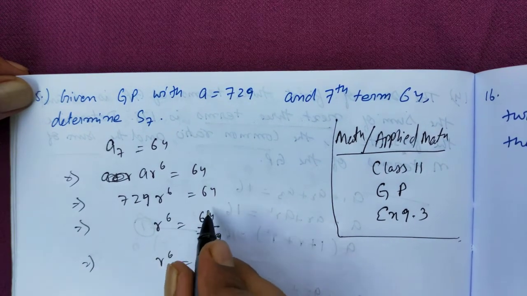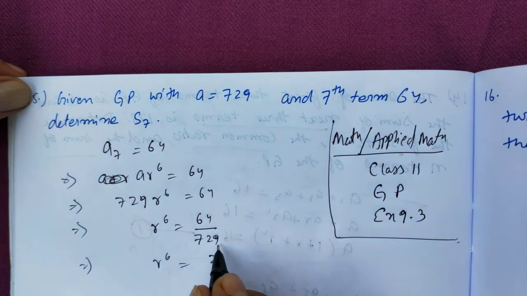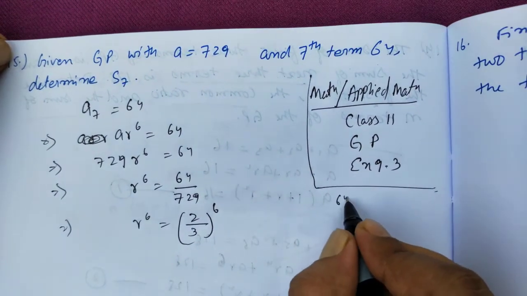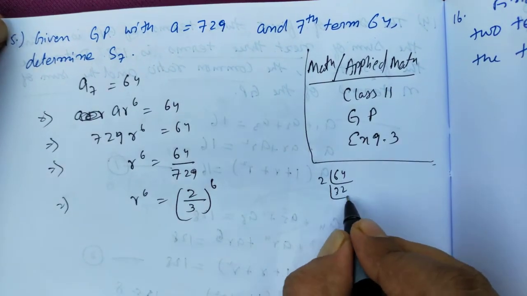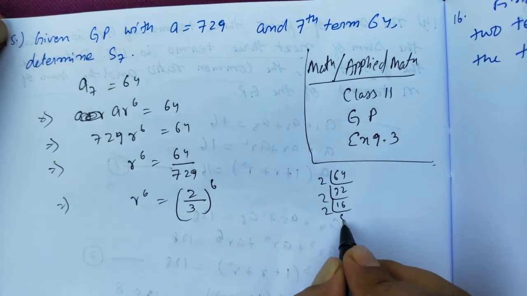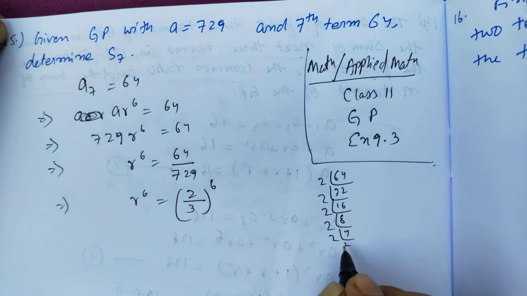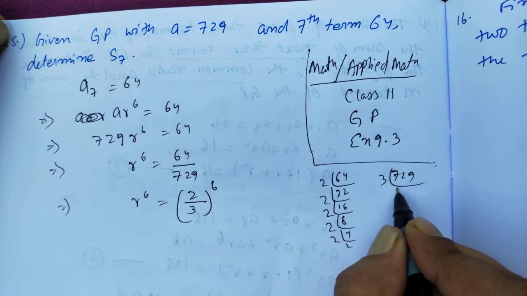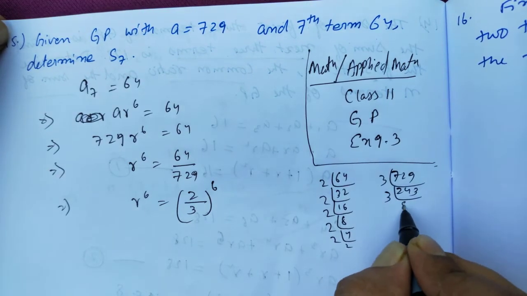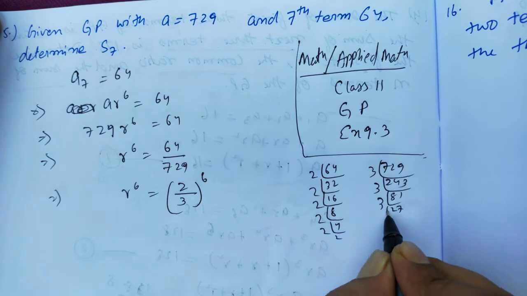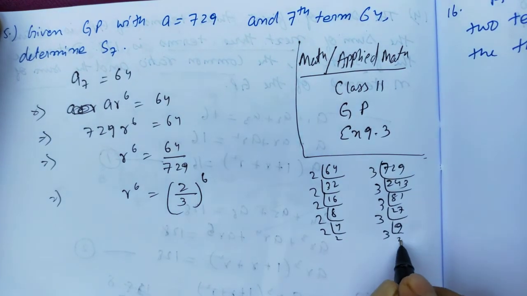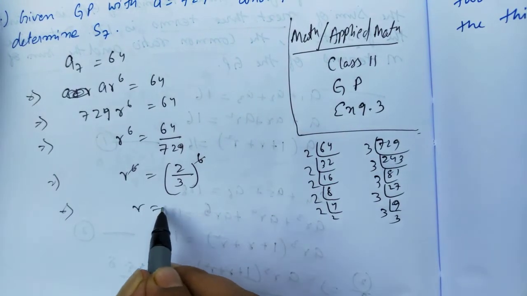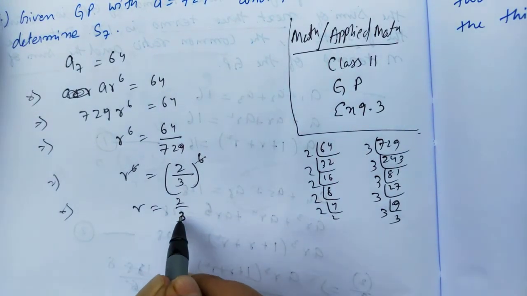R^6, if you break this, we'll get 2^6 and this is 3^6. So we can write (2 by 3)^6. 64 goes like 32, 16, 8, 4, 2. That's why 2^6. And 729, if you do, you get 3^6. 243, 81, 27, 9, 3. So we're writing (2 by 3)^6. So R is 2 by 3.